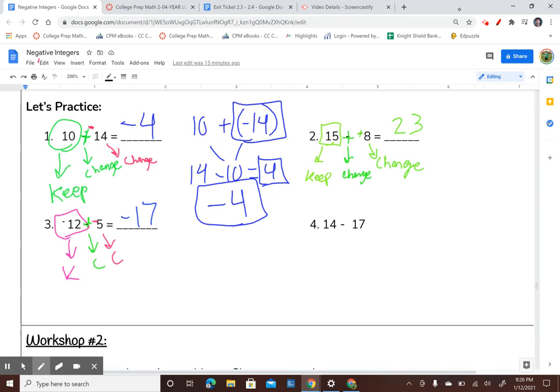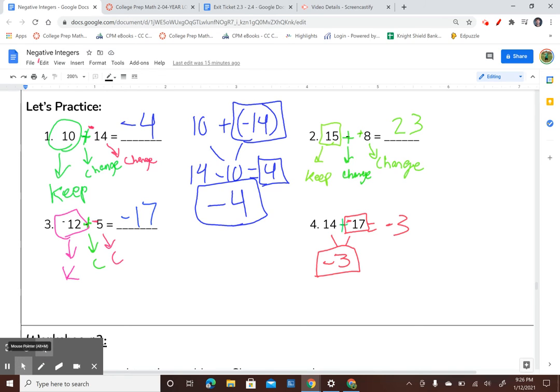And then finally, we have 14 minus 17. Keep that first number, change that subtraction sign to an addition sign, and then change the sign of my 17 to negative 17. 14 plus negative 17. I'm going to find the difference between the two, which is 3. Since I have more negatives than positives, right? 17 is greater than 14, and it's negative. Therefore, my answer is also going to be negative.